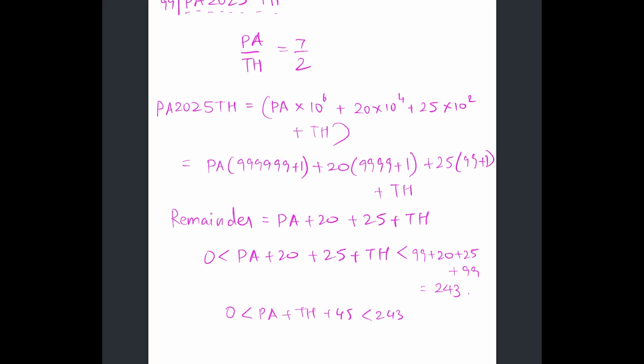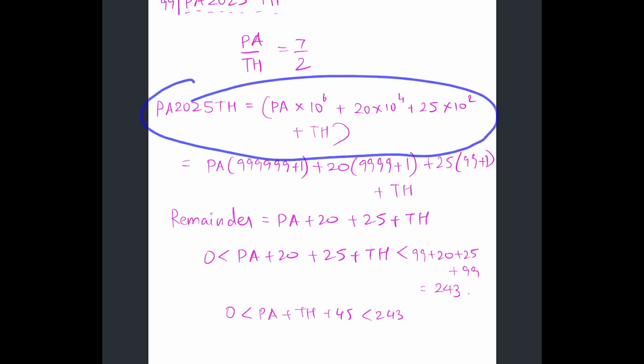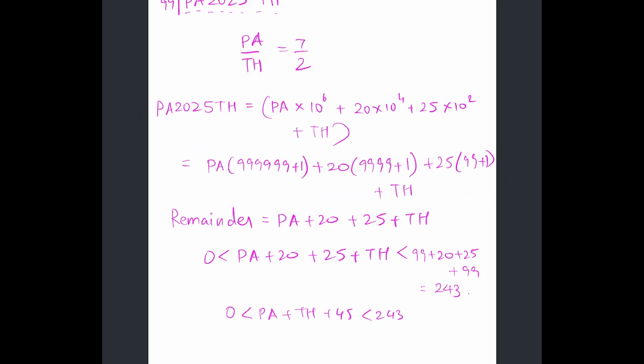But it should also be divisible by 99, right? Because this whole number is divisible by 99, its remainder when divided by that number should also be divisible by 99, because we should end up getting a remainder of 0, right? So PA plus TH plus 45 should be equal to 99 or 198. It can't be equal to 297 because the sum itself is less than 243, right?